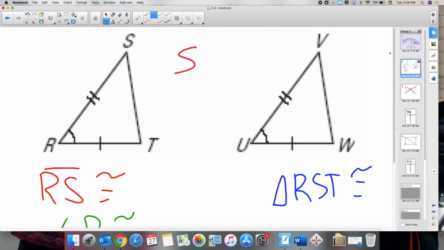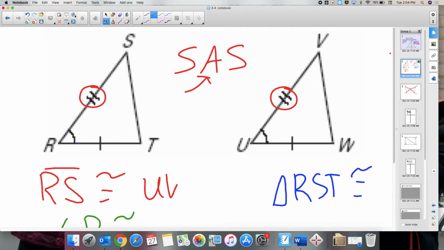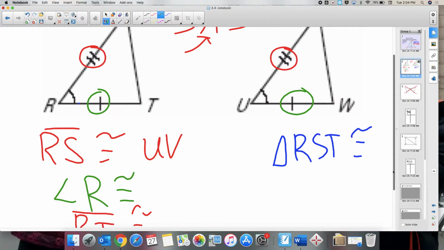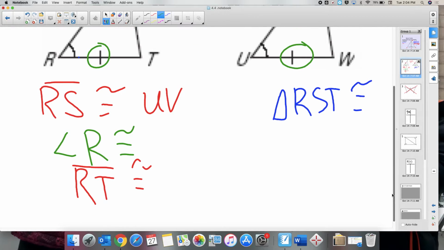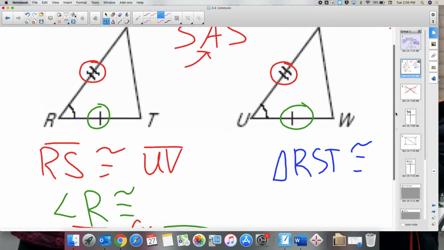So for SAS, something very important here, the order does matter. This angle must be in between our two sides. So if I have side RS being congruent to side UV, and then side RT congruent to side UW, then the angle that we are most concerned about is what they call the included angle. It must be the angle in between these two sides, the angle where these two sides intersect.